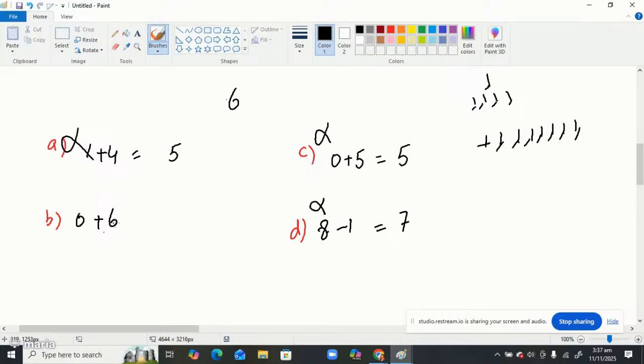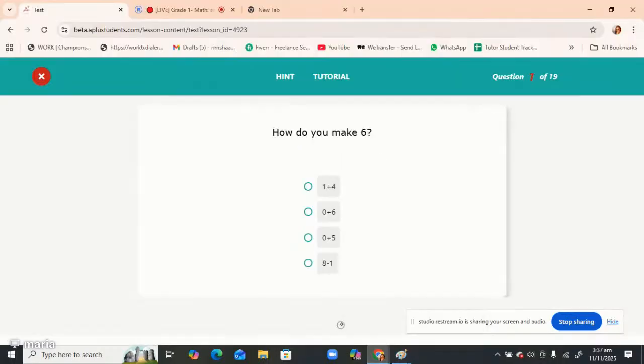And this is also not an answer. Now here is 0 plus 6. So it means that 6. And this is our option. Let's see 0 plus 6. This one.